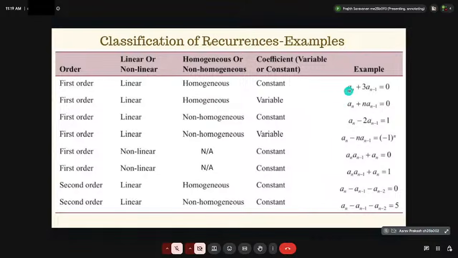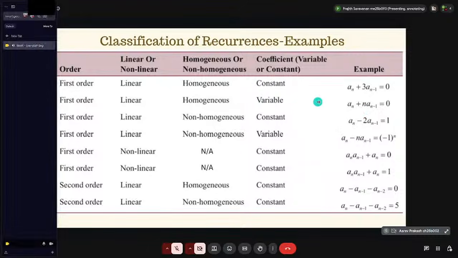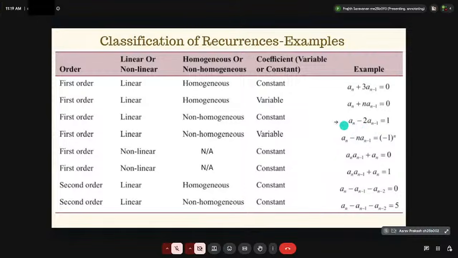So consider another example here. This is very similar to the first one, except the coefficient is n. So it will have a variable coefficient. Now there's a third example. This example is similar to the previous one, but there is a 1 in the RHS, if you can see. Because of this 1, it becomes non-homogeneous. In the fourth example, we do not have a zero here, so again it is non-homogeneous, and it has n here, so it's a variable coefficient.